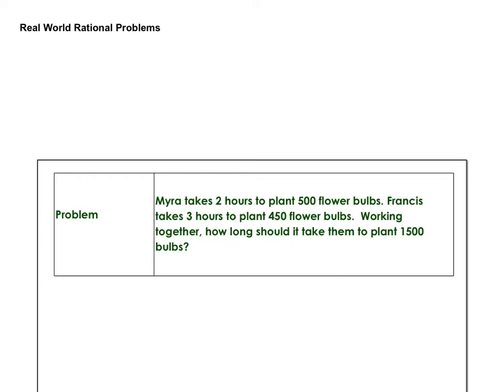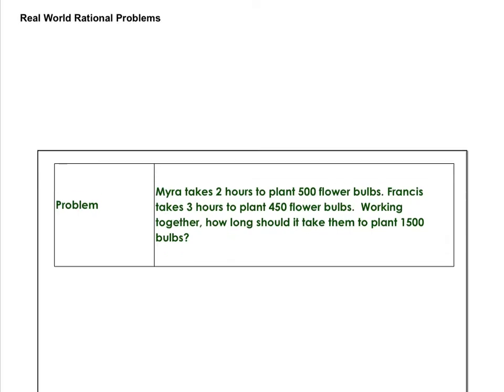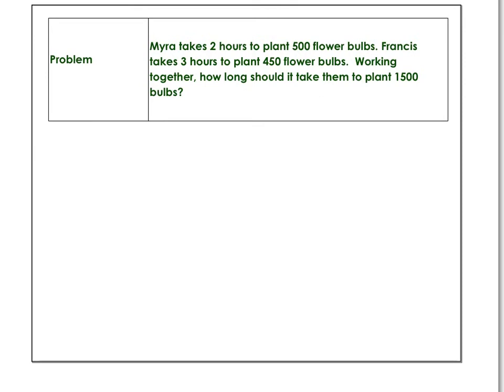All right, so we're going to take a look at some more real-world rational problems. And here's my first problem that I've created for you. Myra takes 2 hours to plant 500 flower bulbs. Francis takes 3 hours to plant 450 flower bulbs. Working together, how long should it take them to plant 1,500 bulbs?